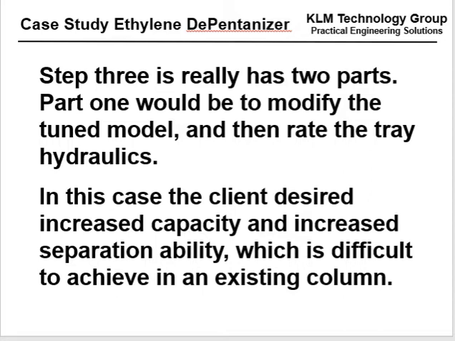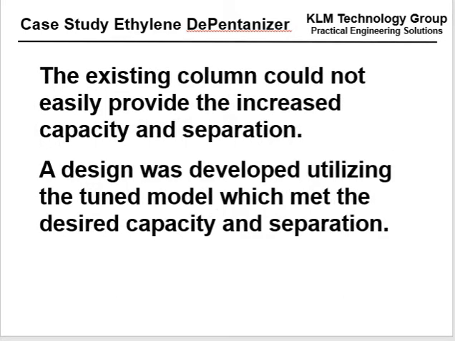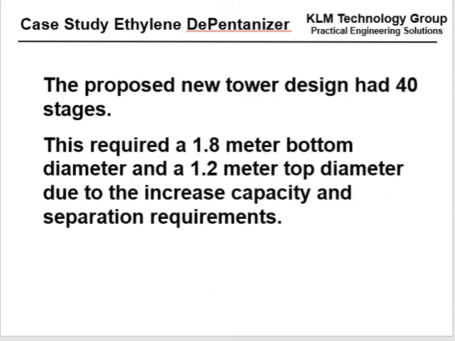In this case, the client desired increased capacity and increased separation ability, which is difficult to achieve in an existing column. The existing column could not easily provide the increased capacity and separation. A design was developed utilizing the tune model, which met the desired capacity and separation. The proposed new tower had 40 stages. This required a 1.8 meter bottom and a 1.2 meter top diameter.